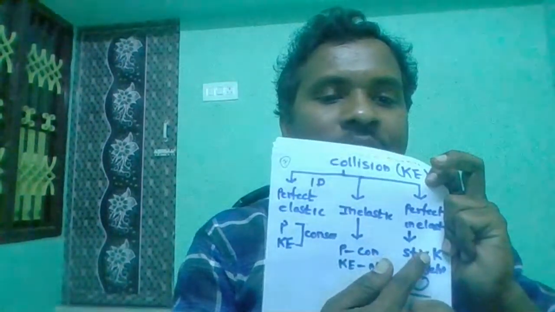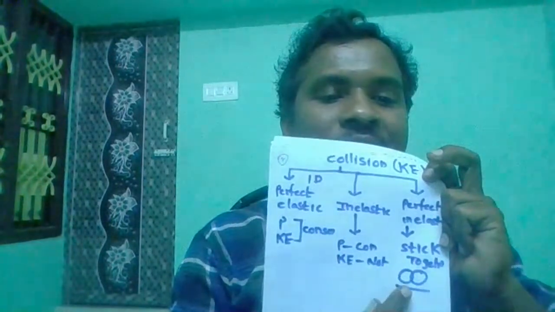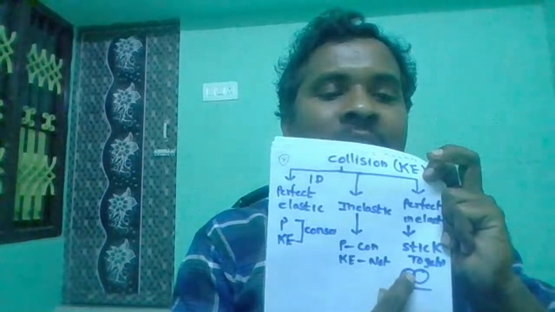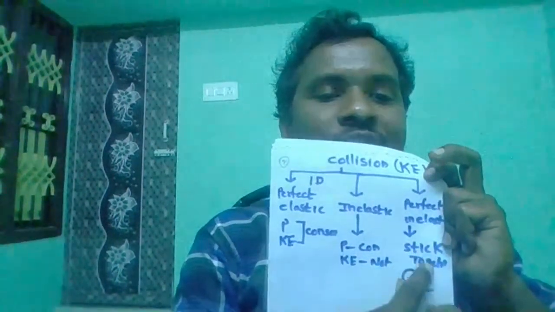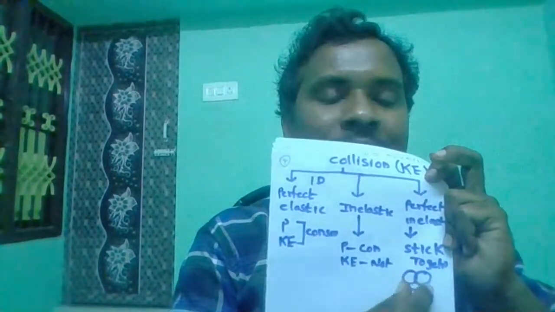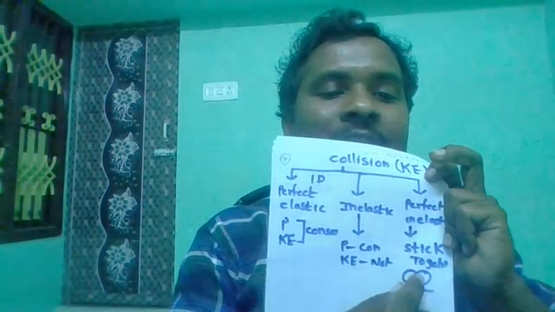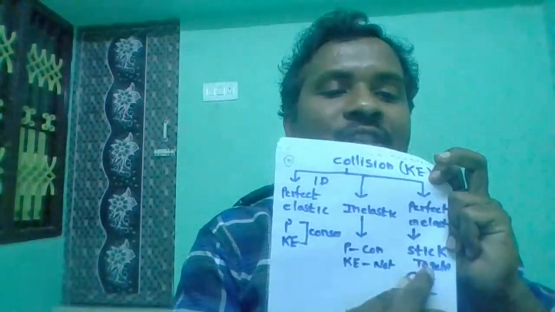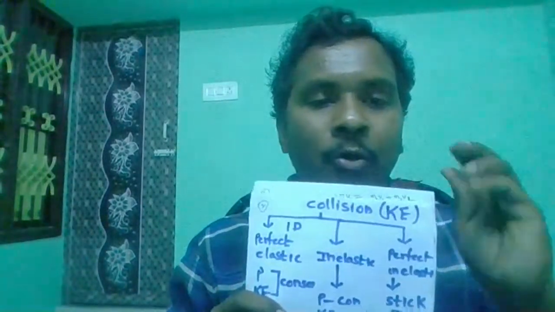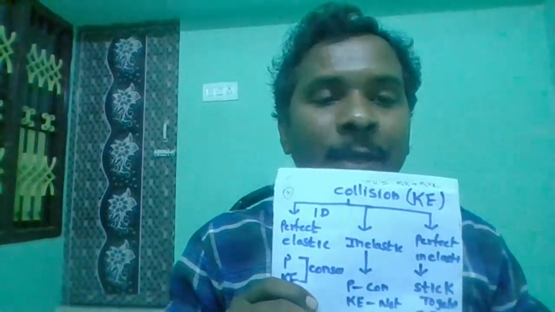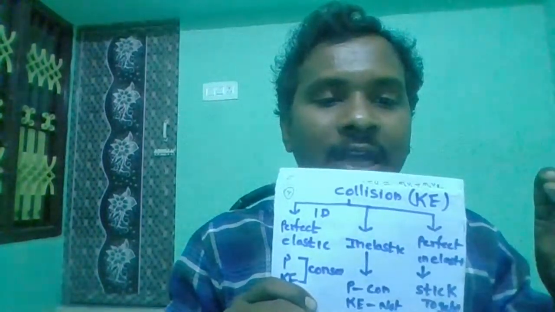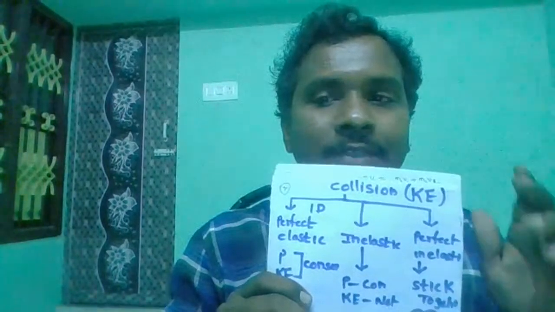The third one is perfectly inelastic collision. See here, these are the two objects. These two objects are sticking together and traveling. Before collision these two are separated; after collision these two bodies are sticking. This type of collision is perfectly inelastic collision, right? So I hope the types of collision are clear to you: the first based on the direction of motion, and the second based on kinetic energy and linear momentum.